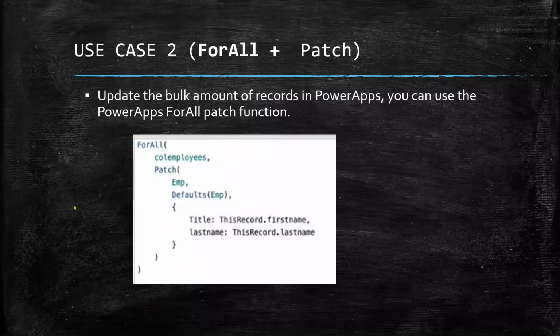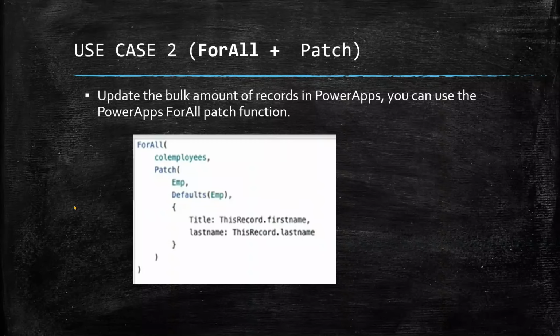colEmployees is basically, when we use ForAll, the first thing that we need to pass is the name of the collection. In my case, the name of the collection is colEmployees. So I have passed the collection name colEmployees, comma. Then the second thing that we need to pass as per the syntax is the formula. In the formula, I will mention the Patch function. And inside this Patch function, I have passed EMP. EMP is basically the name of the SharePoint list, or you can say a data source.